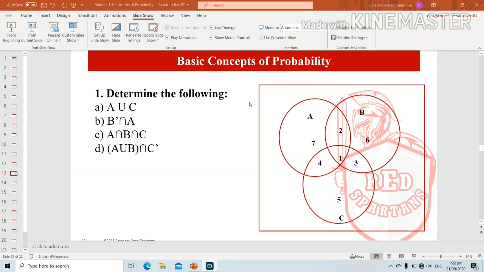So proceed tayo sa example. So meron tayong Venn diagram dito. So familiar naman sa Venn diagram. So event A, event B, and event C. So number 1, so determine the following. So letter A union C. So pag sinabi nating union, ito yung kasama or yung outcome na kasama sa A at sa C. Kasama lahat.